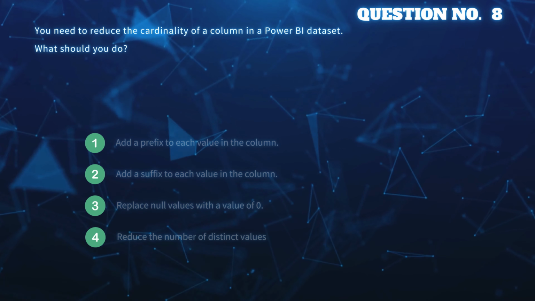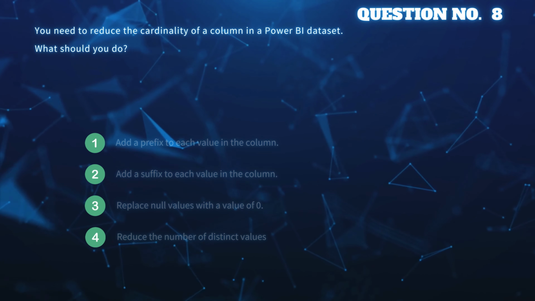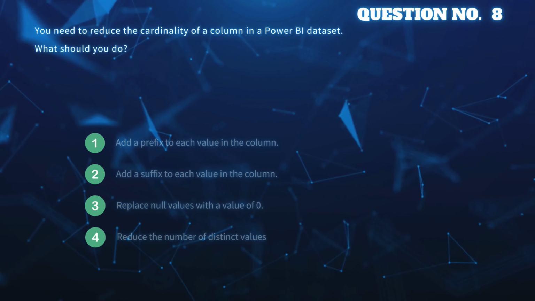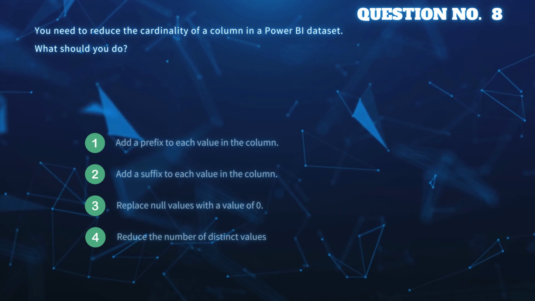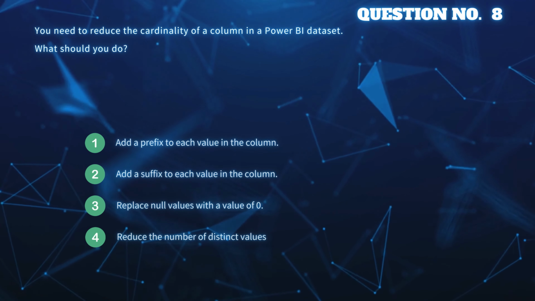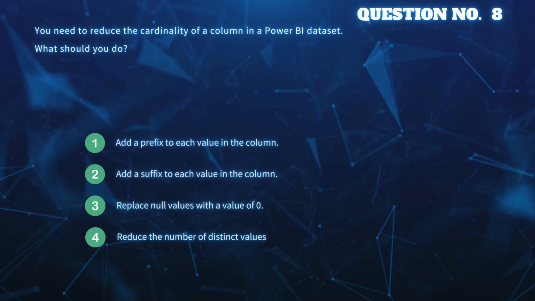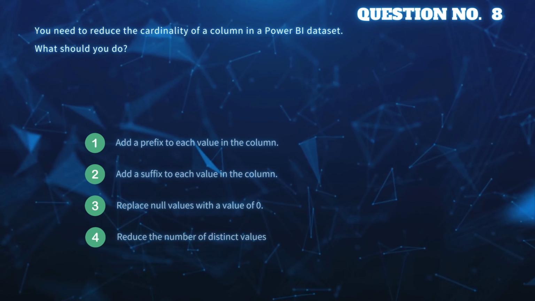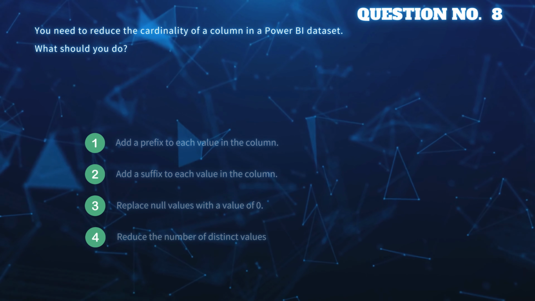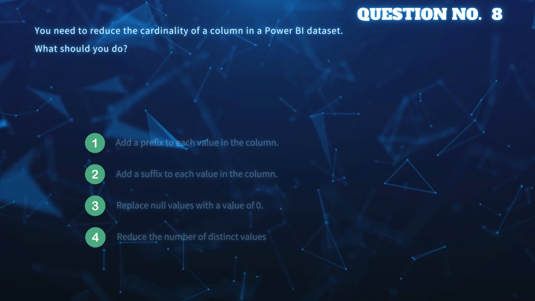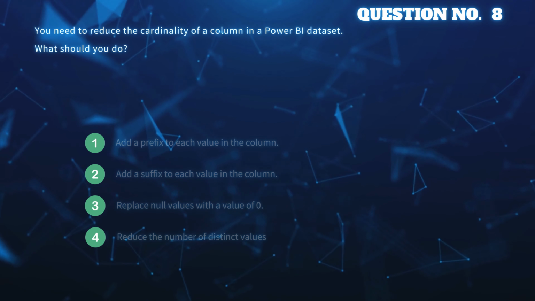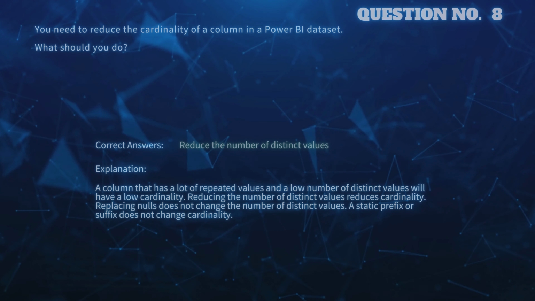You need to reduce the cardinality of a column in a Power BI dataset. What should you do? Option 1, add a prefix to each value in the column. Option 2, add a suffix to each value in the column. Option 3, replace null values with a value of 0. Option 4, reduce the number of distinct values.